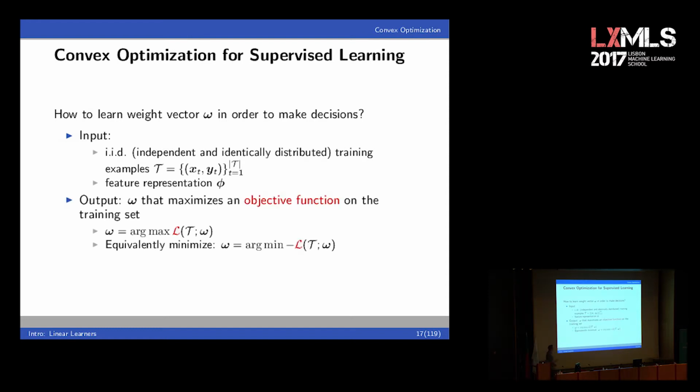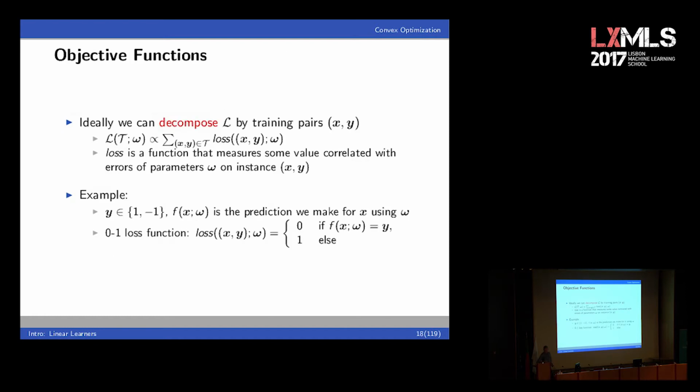Then what we do is we set up an objective function on the training set, and then we try to use optimization theory to optimize our objective function under the parameterization, under our linear model. So for example, we have an objective function called L, defined on the training data and our weight vector, and we either maximize L or minimize minus L.